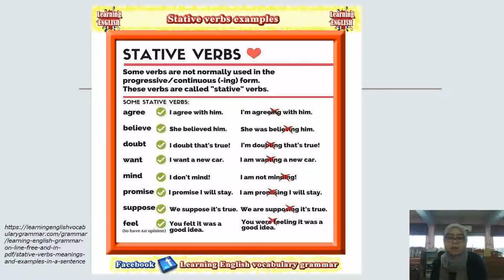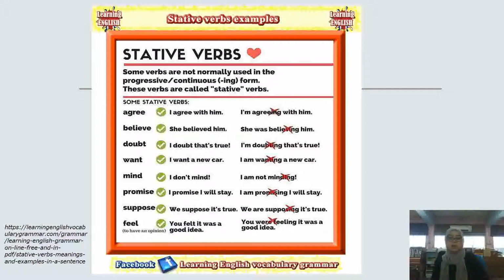The next verb is want. I want a new car. We don't say I am wanting a new car. Then we have the word mind. I don't mind, but we do not write I'm not minding. The next verb, promise. I promise I will stay, and we don't say I'm promising I will stay. The next one is suppose. We suppose it's true, and we do not write we are supposing it's true.